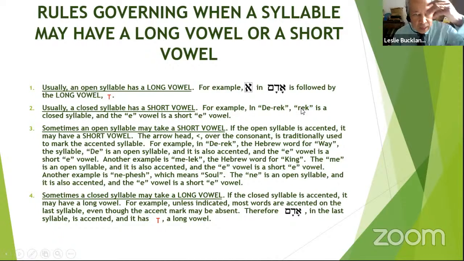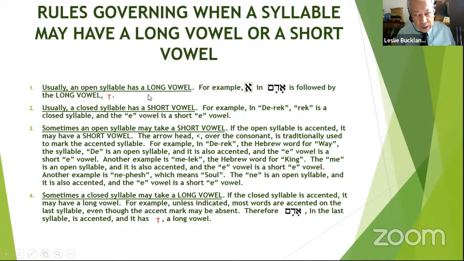Okay, so rek is a closed syllable and the E vowel, the segol, is a short E sound, like the E in bed, B-E-D. So usually a closed syllable has a short vowel. So rek is a closed syllable and a short vowel is usually expected to be there.